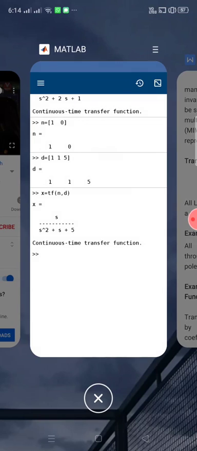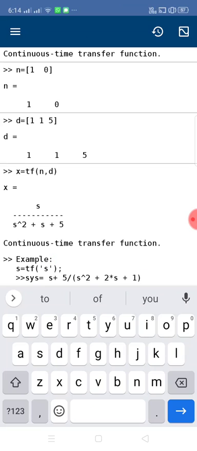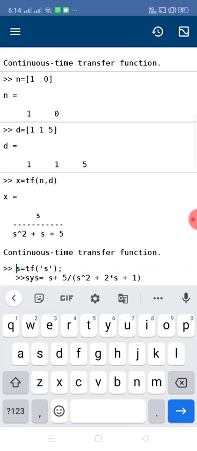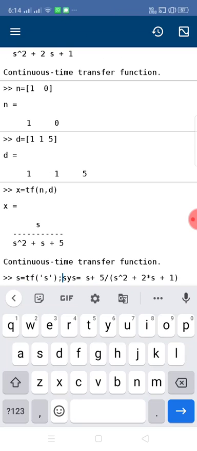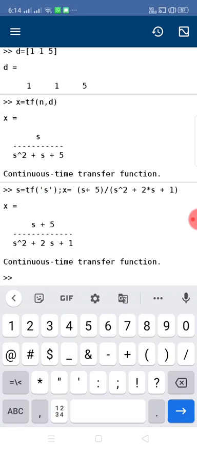See here, I am writing here. So I am deleting this example term from here. I wrote s equal to tf within parenthesis within apostrophe s is written, and then any variable you can write here. I can write, let it be x equal to s plus 5 divided by s square plus 2s plus 1. So now you can see here I am executing this term. Now you can see the transfer function is written directly.